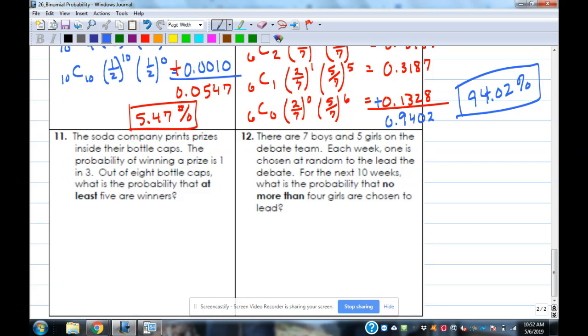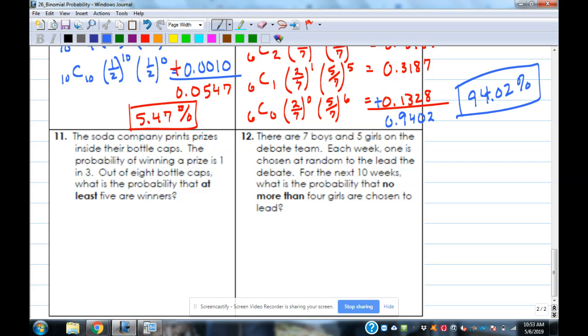Each week, 1 is chosen at random to lead the debate. For the next 10 weeks, what is the probability that no more than 4 girls is chosen? So when we're doing no more than, what does that mean? 4 or less, right? So 0, 1, 2, 3, and 4. So you find the probabilities for those and add them up. I think you guys can do that.